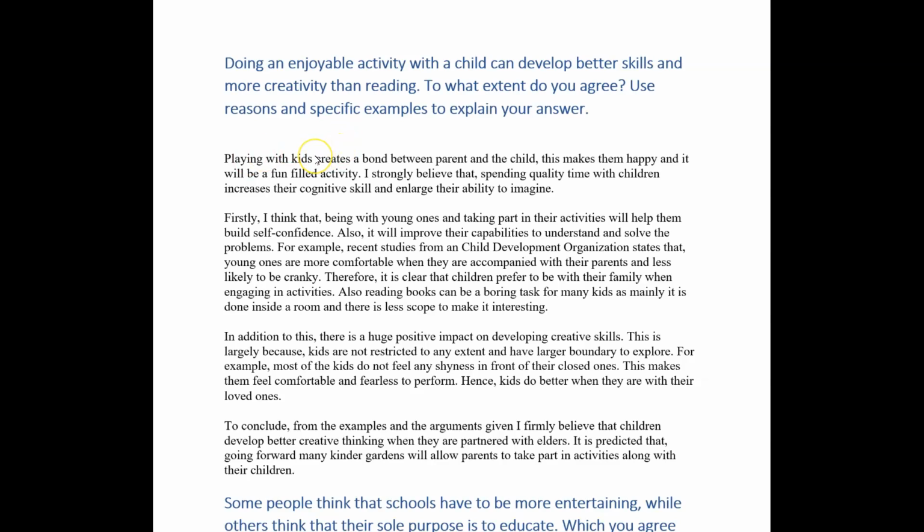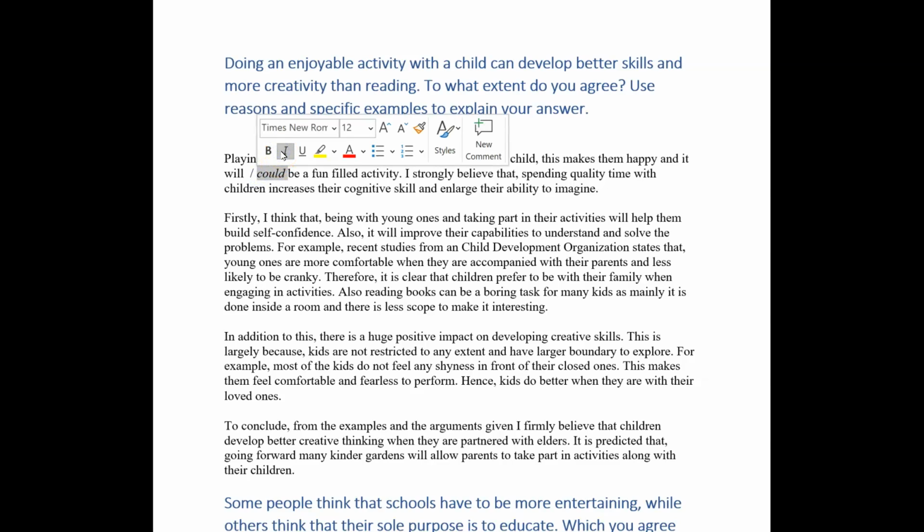Playing with children creates a bond between parent and child, either "the parent and the child" or "parent and child", not half each. Then link this together: this makes them happy and it could be a fun-filled activity. You heard me change that, so I'm using "could" as in a suggestion. It could be a fun-filled activity.